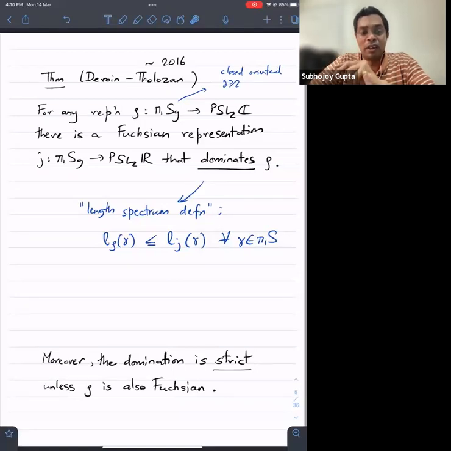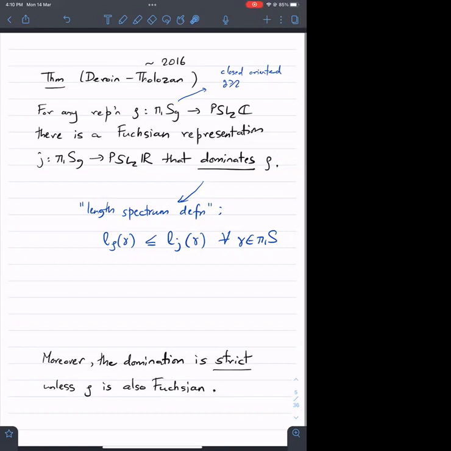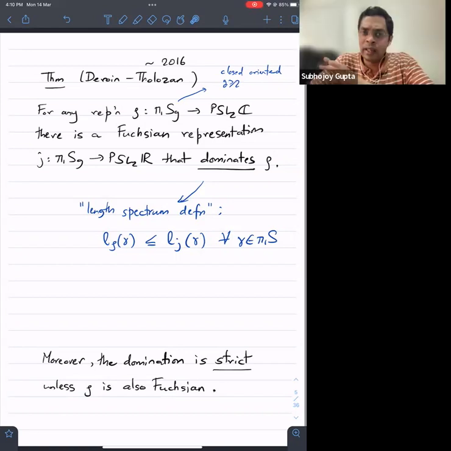What is that Fuchsian representation? It's not a unique one, I should mention. That's correct. I think what you're suggesting is one of the things that works. I'll come to it later on.